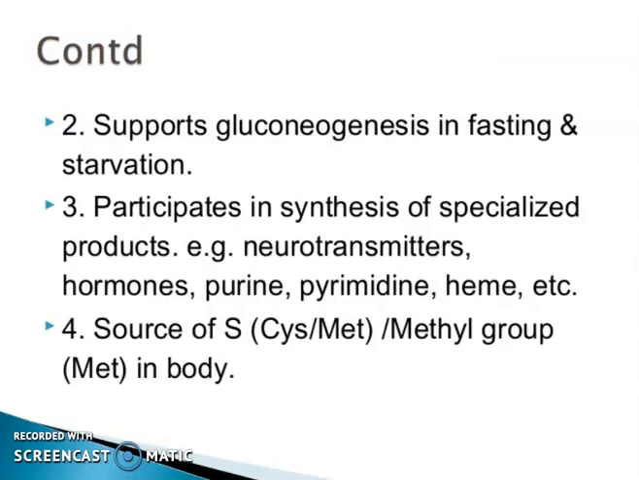They support gluconeogenesis in fasting and starvation. They participate in synthesis of specialized products, for example neurotransmitters, hormones, purines, pyrimidines, heme, etc. They are a source of sulfur from cysteine and methionine, and methyl groups.